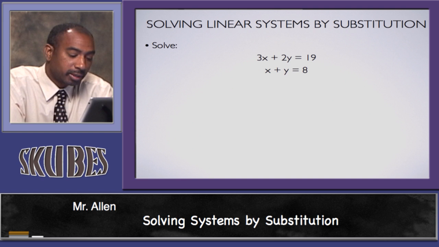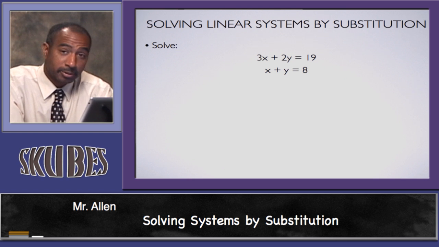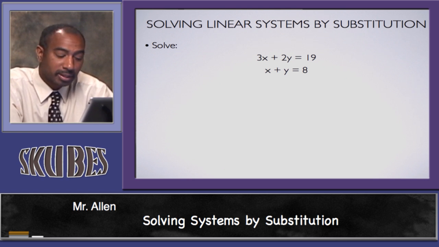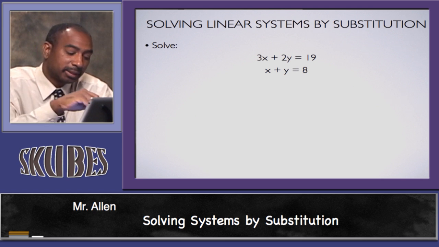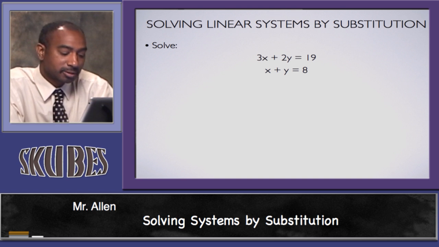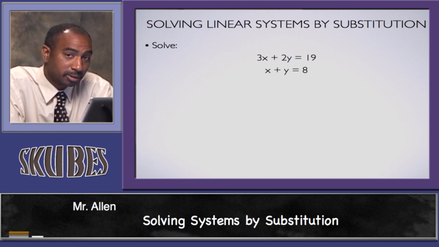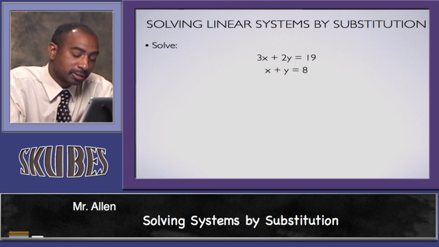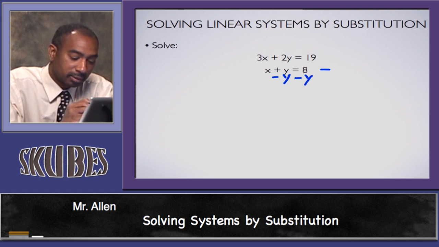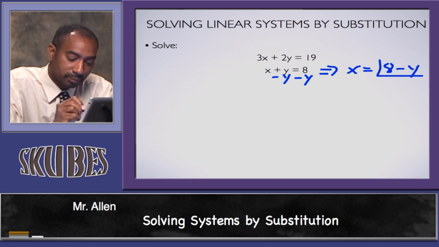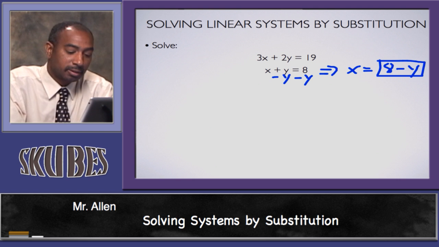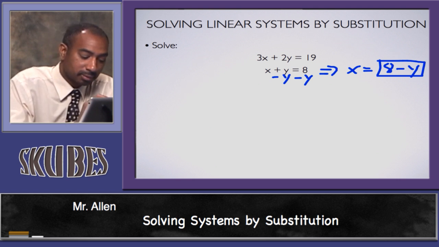All right, let's solve the system 3x plus 2y equals 19 and x plus y equals 8. Now notice in this situation, we don't have x or y by itself. But if you look at the bottom equation, you have coefficients of 1 for x and y. So that makes it easier to solve for either x or y and substitute it into the top equation. So let's say I solve for x. I just simply subtract y from both sides. This means that x has to equal 8 minus y. And I'm going to substitute that into the top equation for x.